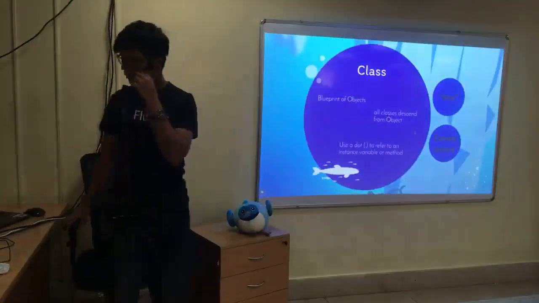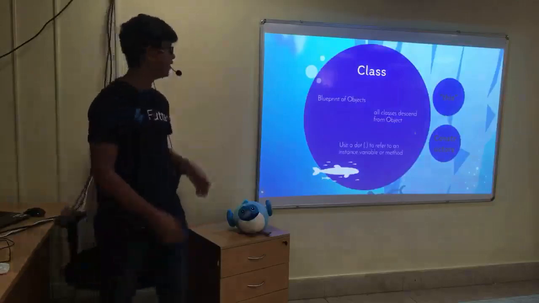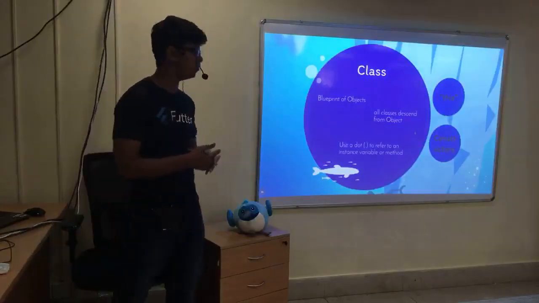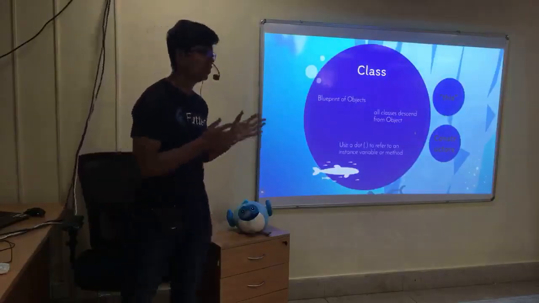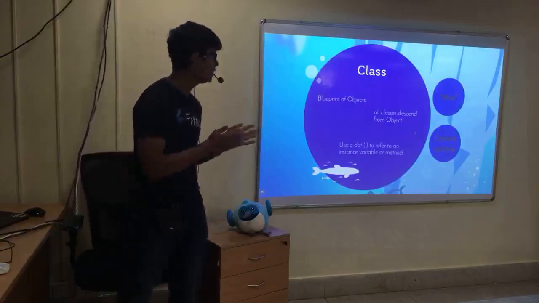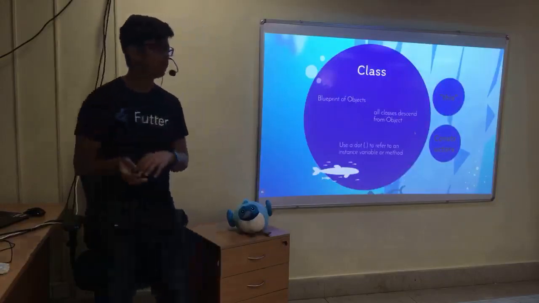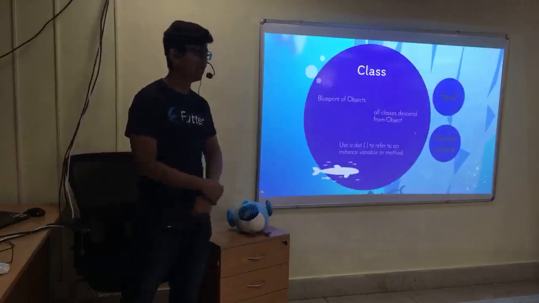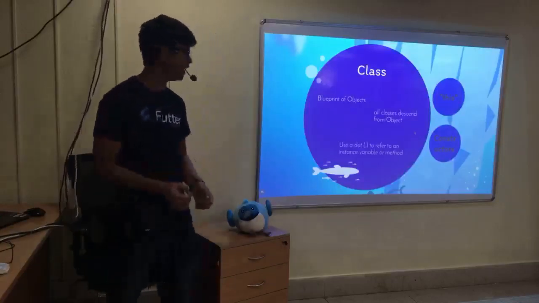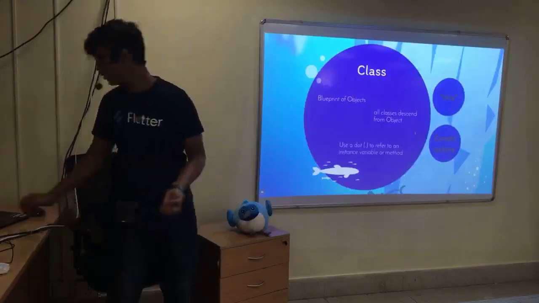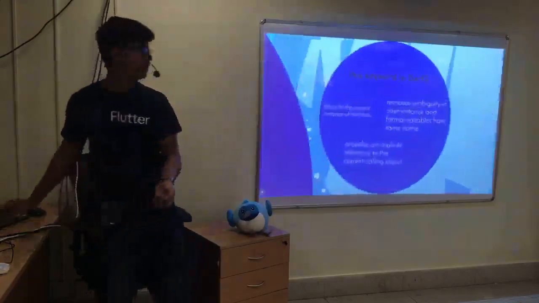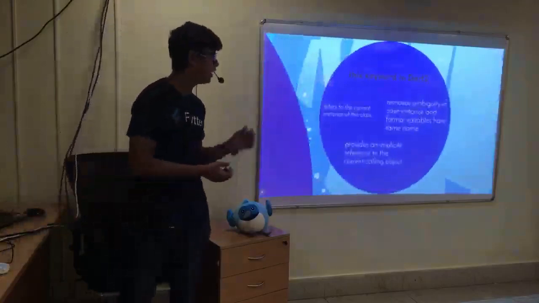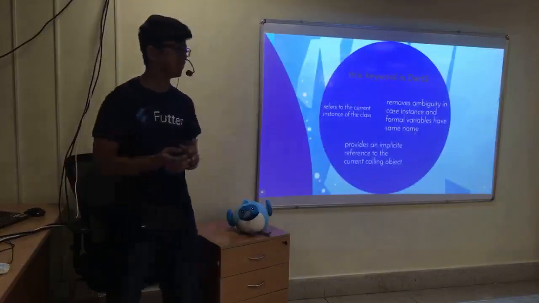So now we are coming to classes. We have all heard that a class is a blueprint of objects, and as it is a blueprint of objects, all classes descend from object. If you want to refer to any data members of a class, we have to use the dot operator. This thing is common in almost all programming languages. The this keyword refers to the current instance of the class.